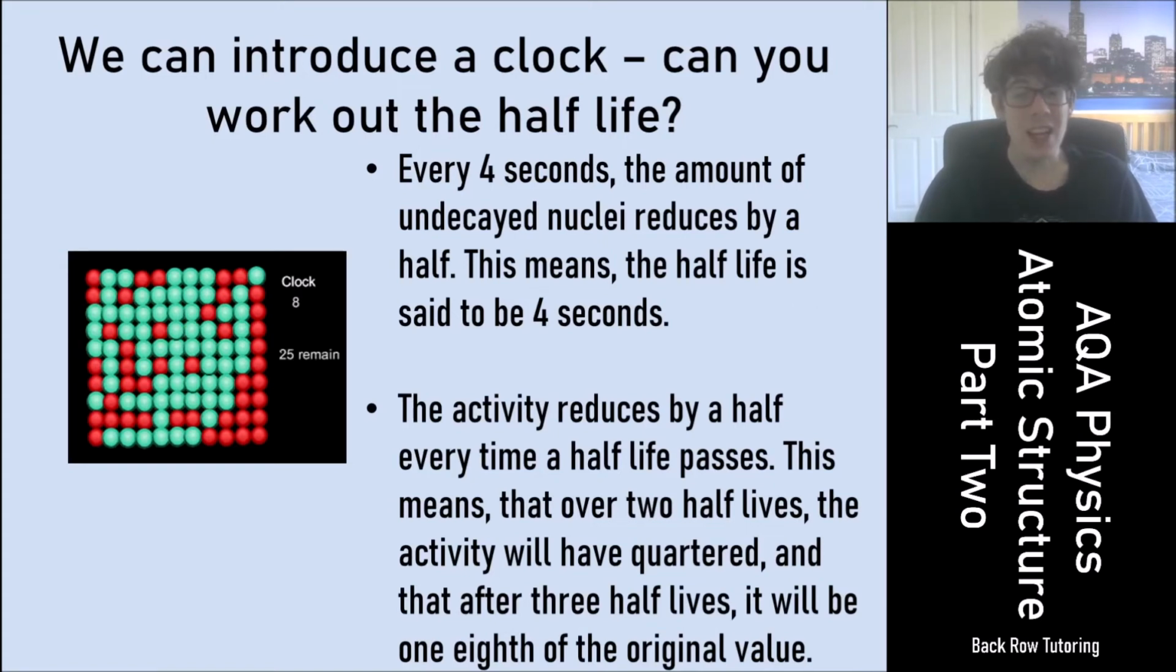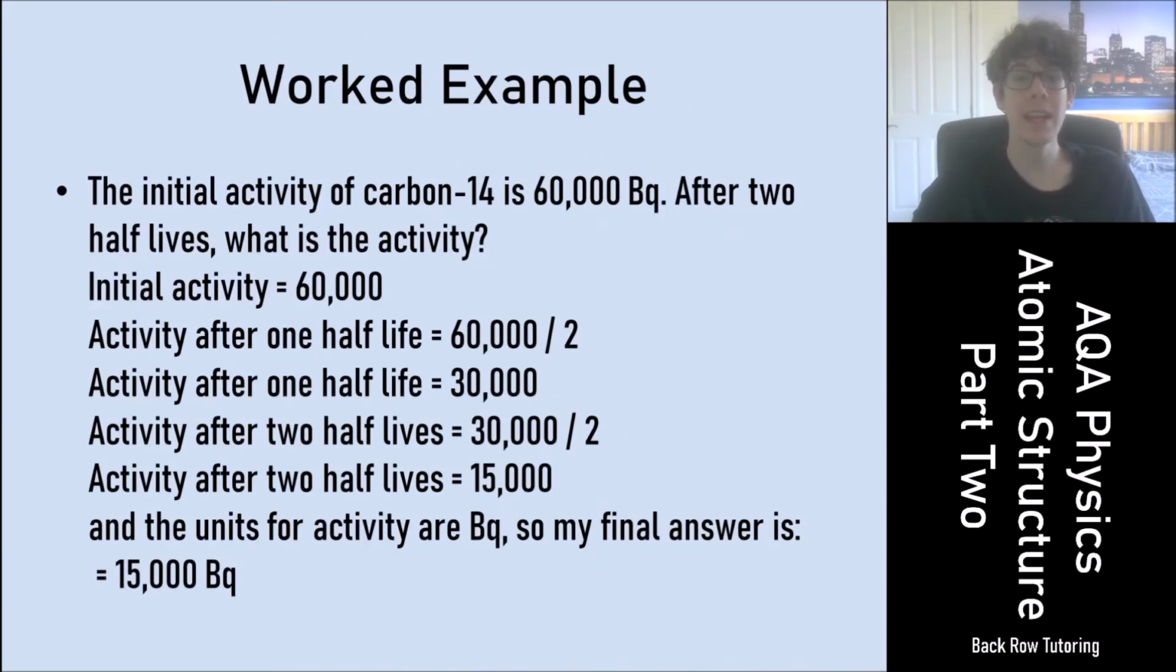The activity reduces by a half every time a half-life passes. This means that over 2 half-lives, the activity will have quartered, and that after 3 half-lives, it will be 1/8 of the original value. And we can have a look at this, and we can work out what the activity is after a certain number of half-lives.